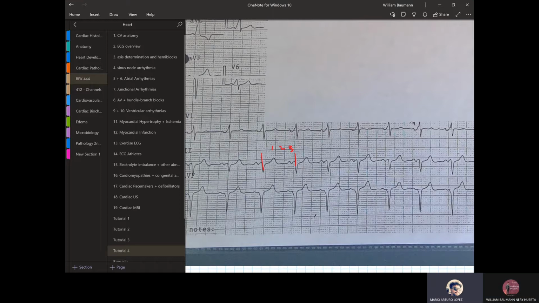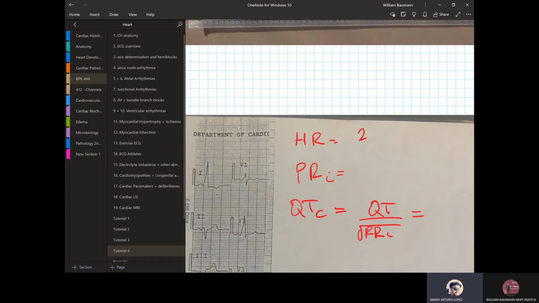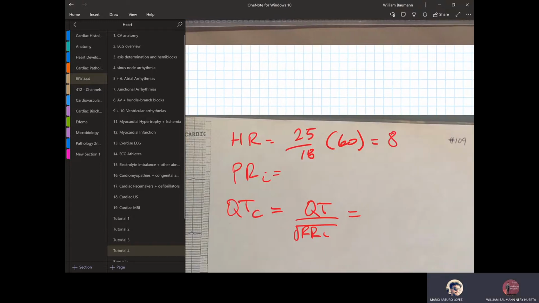I think it's 18 because this one is here, and this one I have at least 2, and so that's 2 and 1. That's 18. Okay, yeah, so 18. So 25 divided by 18 times 60 equals about 83 beats per minute. Excellent. So we're doing fine.